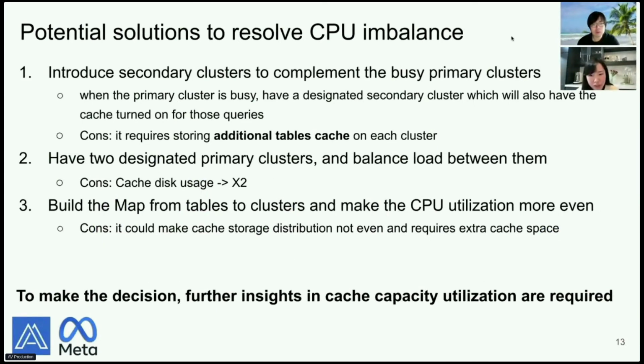So to solve this issue, we have several options for redesigning the routing logic. But all the solutions above need extra storage for cache. And that's where we need shadow cache to give us insight to do the trade-off.